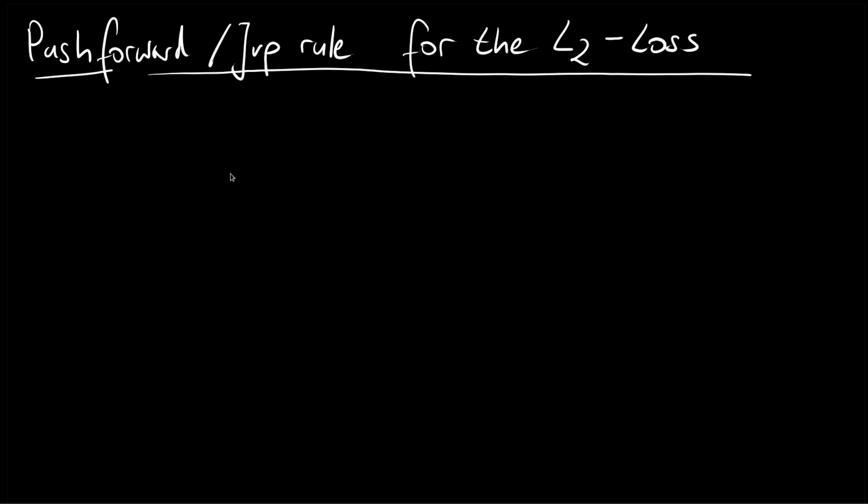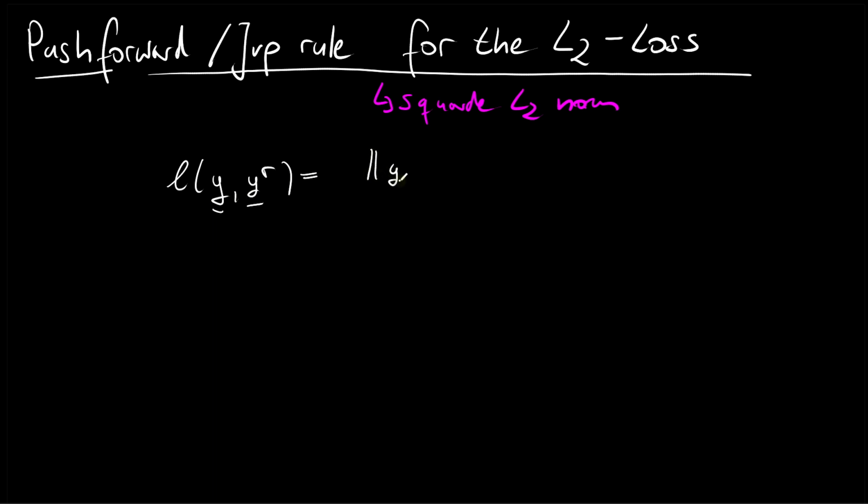In this video, we're going to derive the push-forward or Jacobian-vector product rule for the L2 loss. The L2 loss can also be seen as the squared L2 norm, and you typically find this in regression problems. It looks the following: you have a function that takes a proposal vector y as well as a reference vector y uppercase R in that notation, and then it computes a scalar value by taking the difference of the two, then computing the 2 norm or the L2 norm and squaring it.